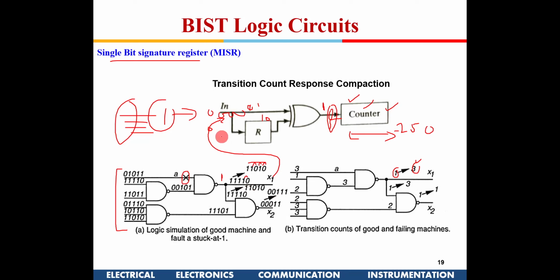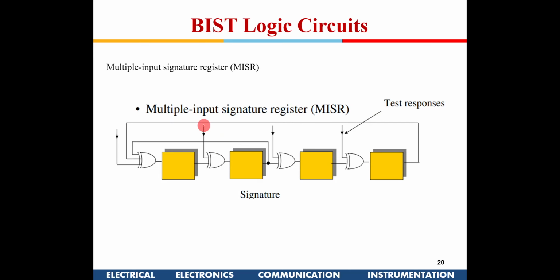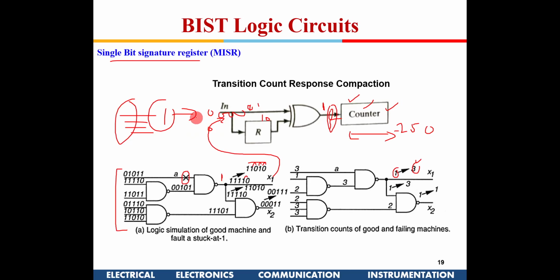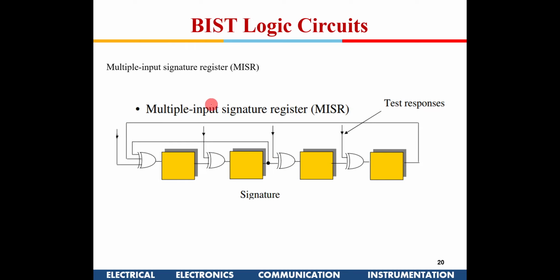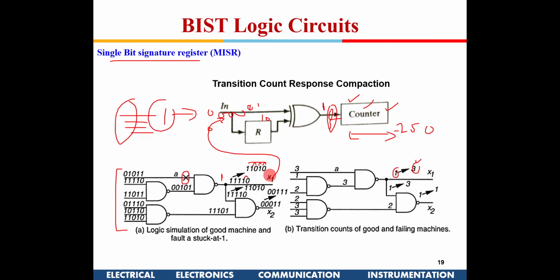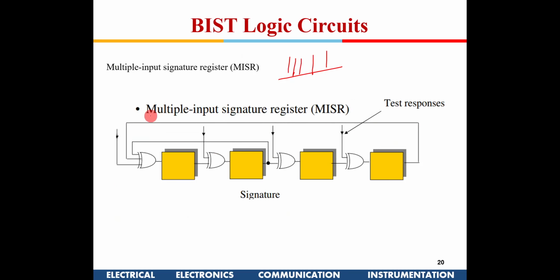Now this is talking about a single bit, but you could have 8-bit information coming in parallel from several outputs. Like here there are 2 outputs, so there could be several outputs. Many of them can also be combined into a multiple input signature register. So this is the 1st input, 2nd input, 3rd input, and a 4th input.